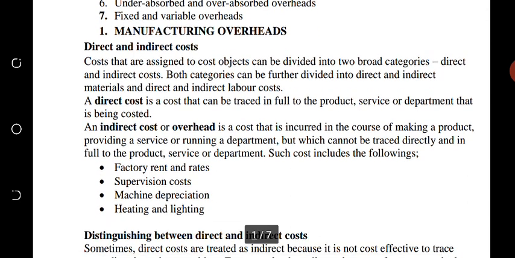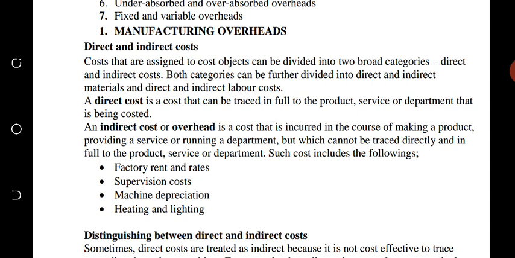While for indirect costs or overhead, in most cases, indirect costs are overhead, but not all the time, because we have manufacturing overhead and non-manufacturing overhead, production overhead and non-production overhead. But when we talk about indirect cost or overhead, it's a cost incurred in making a product, providing a service, or running a department, which cannot be traced directly and in full to the product, service, or department.